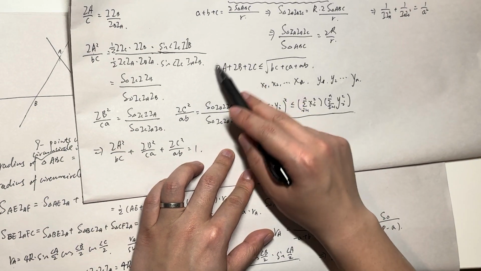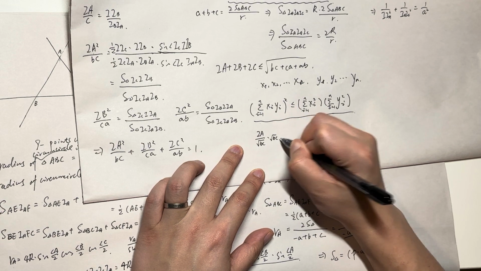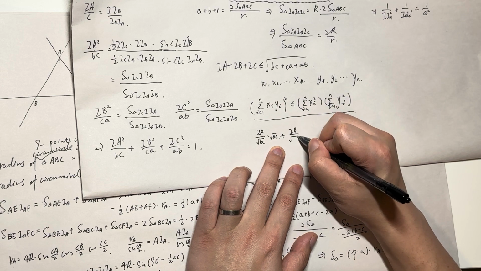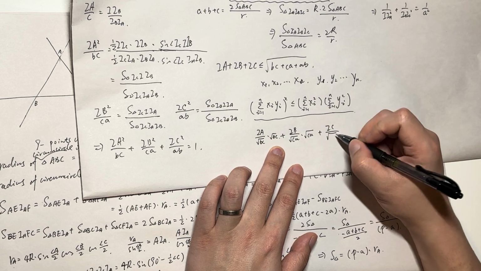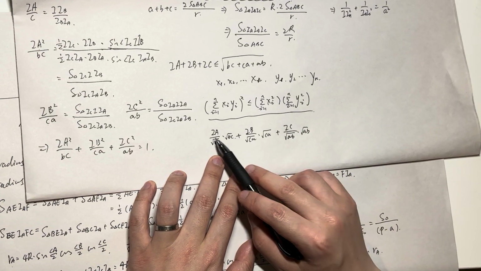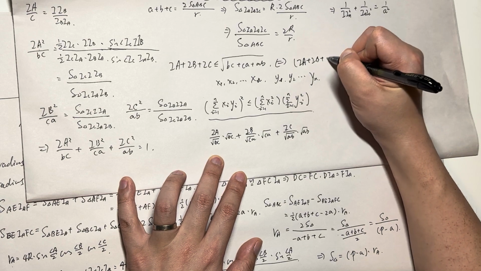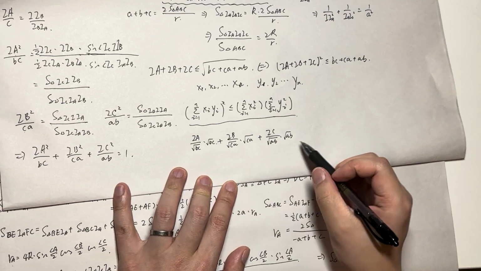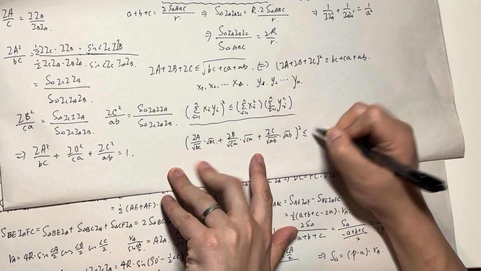and we can bring this one to be IA divided by square root of BC times square root of BC, plus IB divided by square root of CA times square root of CA, plus IC divided by square root of AB times square root of AB, right? That is IA, IB, IC. So for this one, it is equivalent to prove that IA plus IB plus IC squared is less than or equal to BC plus CA plus AB, right?